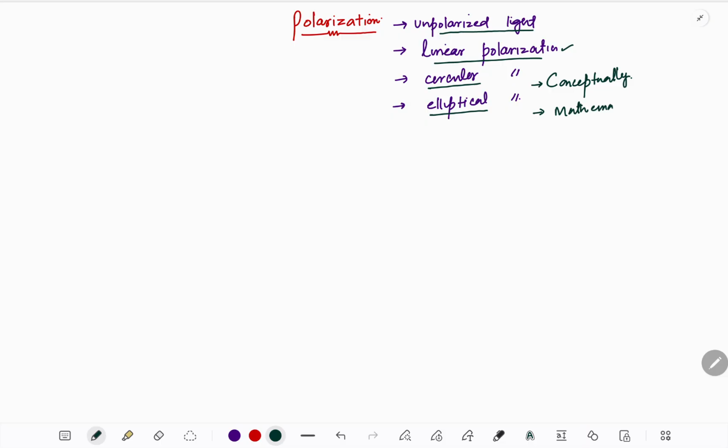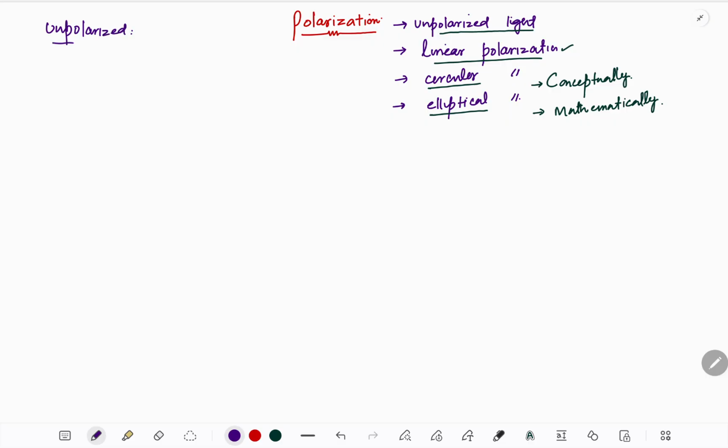So basically, if the solution of the equation of the electromagnetic wave is given, then we must be able to identify whether it is linear, circular, or elliptical polarized. I'm sure that after watching the video you will be able to identify whether the given light is linear, circular, or elliptical polarized. I hope you understand the sequence we will be going through. So let's first understand what is unpolarized light.